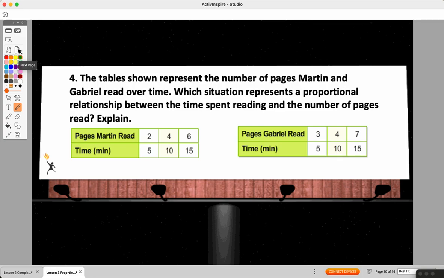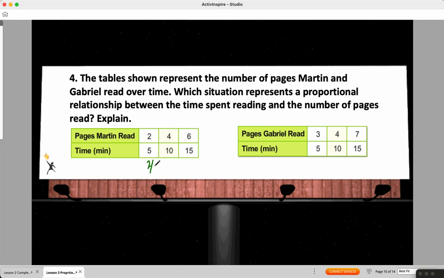If I look at 2 tables, can I determine which one of these 2 is a proportional relationship? And you've got to tell me why. So what we're going to look for is that every single number has an equivalent ratio. So we're going to say 2 over 5, done. That's simplified. 4 over 10 simplifies to 2 over 5. 6 over 15 simplifies to 2 over 5. They have equivalent ratios. Let's check this one.